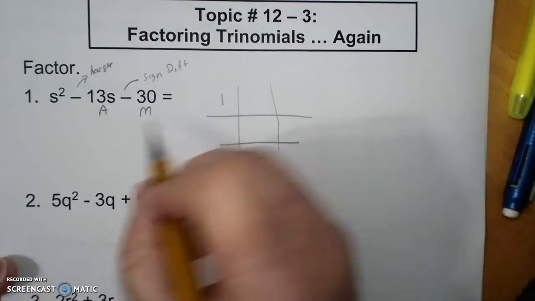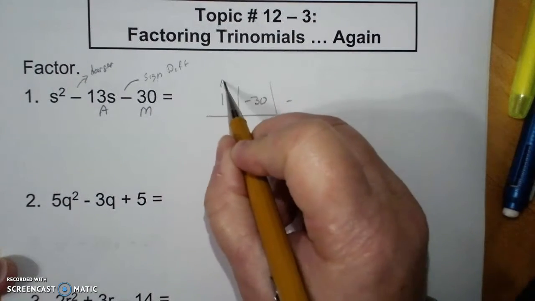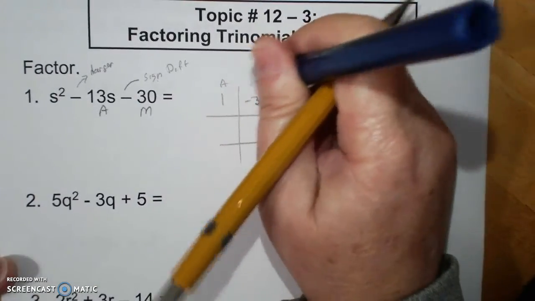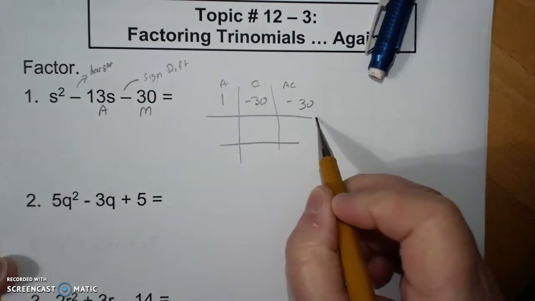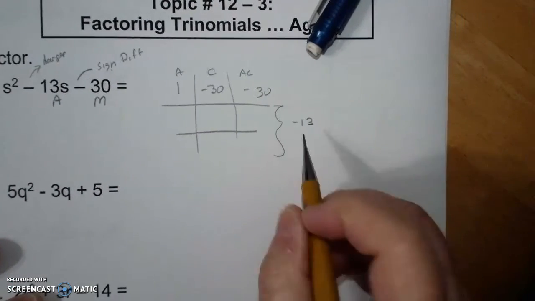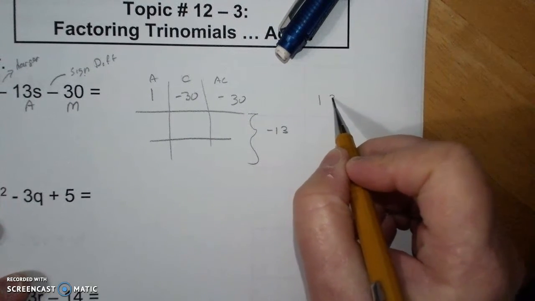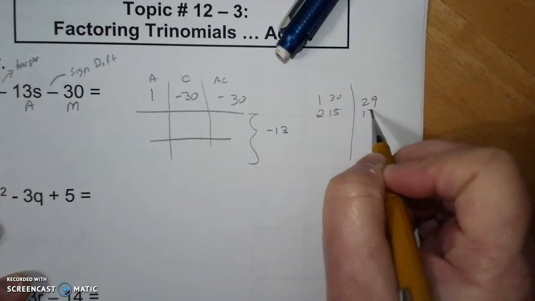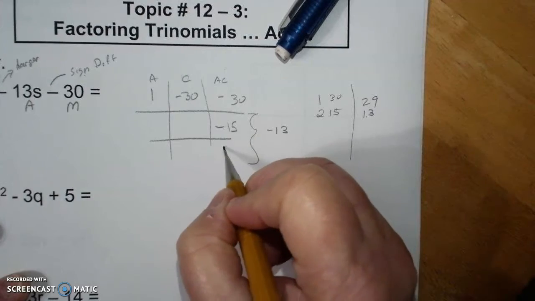My A is 1, my B is negative 30, my C, or A, AC, or C, oh Lord, C and AC, negative 30, and I want factors of 30 to get negative 13. So factors of 30 is 1 and 30, which gives me 29. 2 and 15 gives me 13. Larger one's going to be negative, so it's negative 15 and 2.